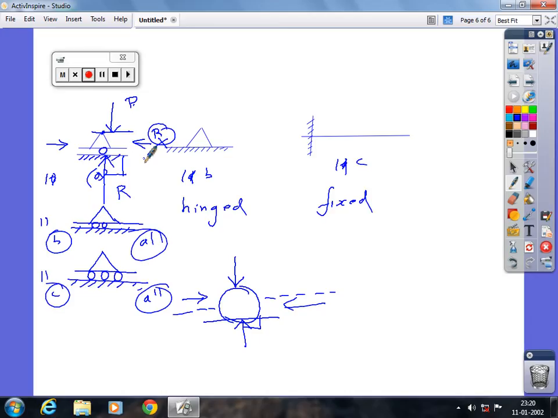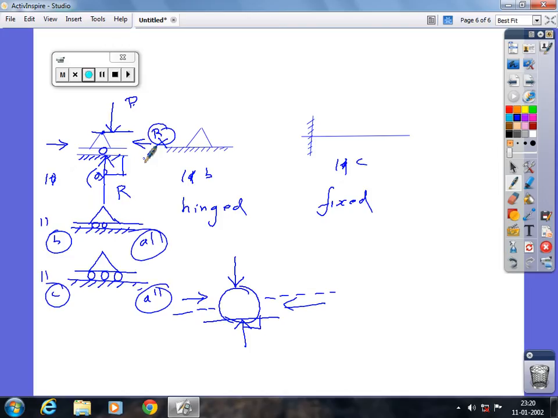The next one. You can write the heading as hinged support. The next one you write it as hinged, H-I-N-G-E-D. The next heading you write it as hinged support. Hinged support. And here you can make a note.